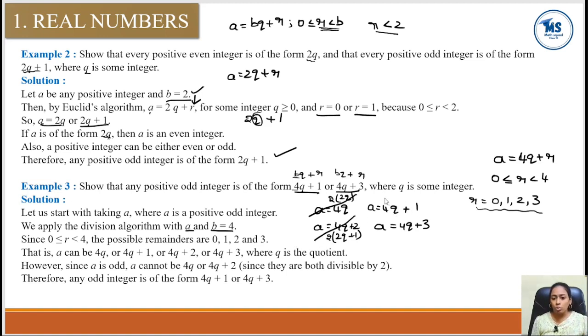Here 4q plus 1, of course you can write it as 2 into 2q, plus 1. 2 into something even plus 1 will become odd. Okay, so a can be in the form of 4q plus 1 in order to be an odd integer. Again, 4q plus 3. Here also you can write 2 into 2q plus 3. 2 into something is even, plus 3 means it will become odd. So this is also an odd integer. So if a is in the form of 4q plus 3, it will be an odd integer. That's what they have asked us to prove, no? If a is in the form of 4q plus 1 or 4q plus 3, where q is some integer, then it is a positive odd integer. Hence proved.